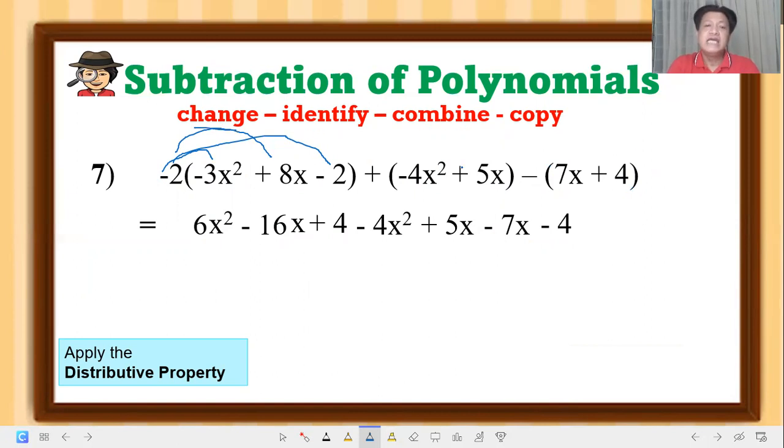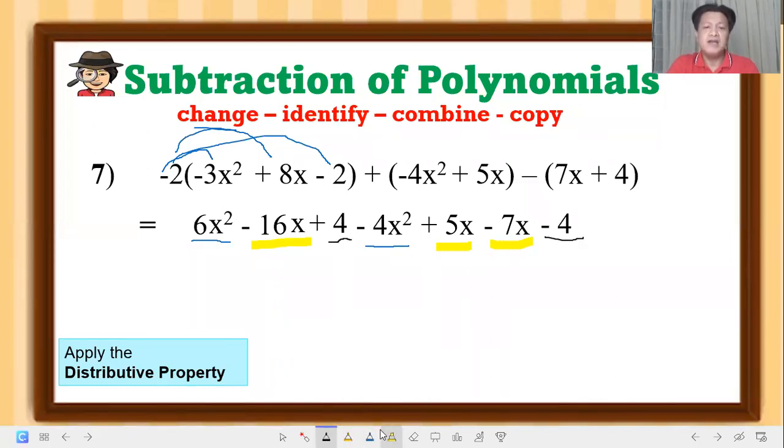Then, i-identify na natin ang kanilang like terms. Okay, titingin tayo yung degree niya. Di ba? Ito yung same literal coefficient. We have 6x squared tsaka -4x squared. We also have -16x tsaka 5x tsaka 7x. Pare-pareho kasi silang first degree. Ito ay second degree. Okay, and also yung constant natin, we have 4 tsaka -4.